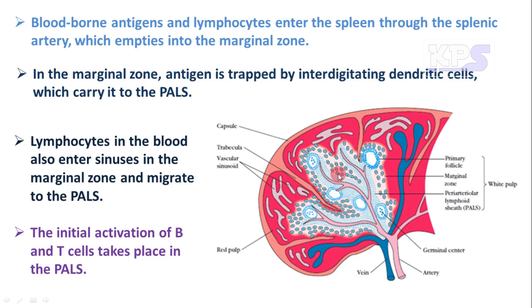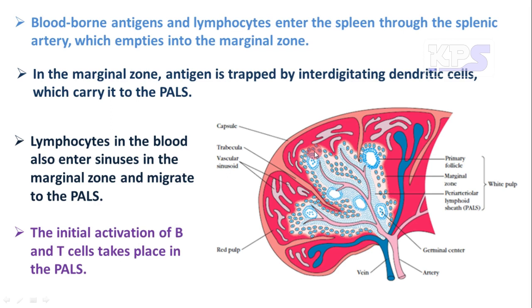These B and T lymphocytes, mostly the T lymphocytes, come in contact with the antigen, and thereby the B lymphocytes and T lymphocytes get activated. The activation of lymphocytes is the first step in the development of an adaptive immune response.